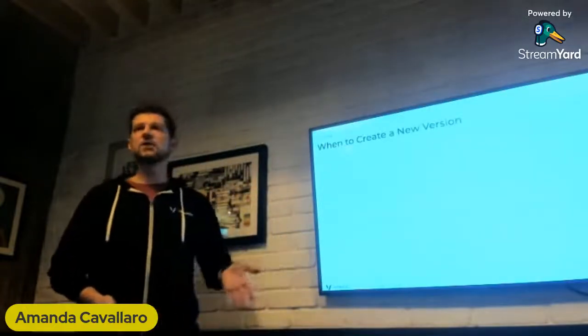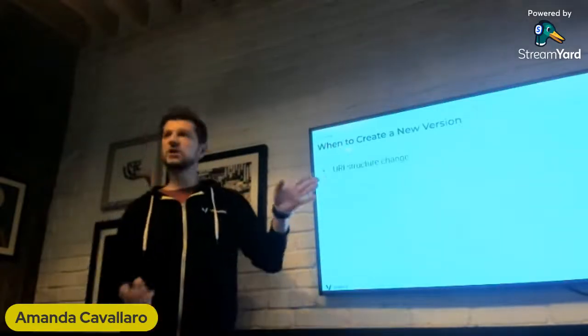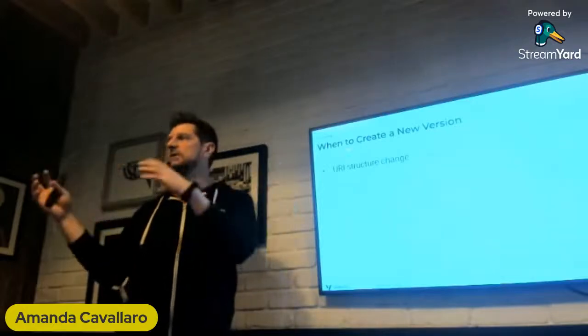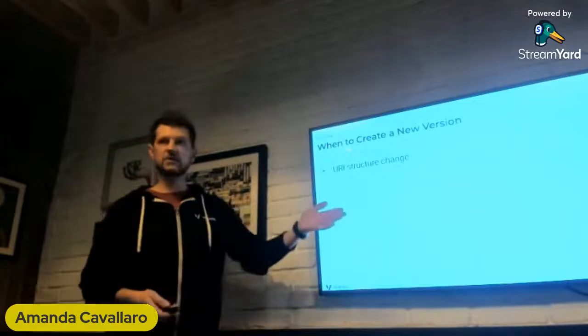So when to create a new version of an API? If we talked about URIs early on, that's the identifier for your information. So if you change how those identifiers work, the structure of them, then create a new version.